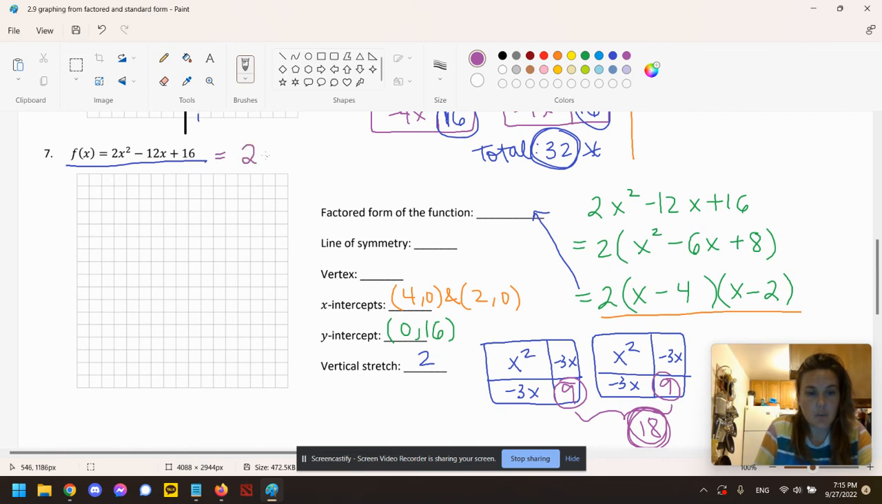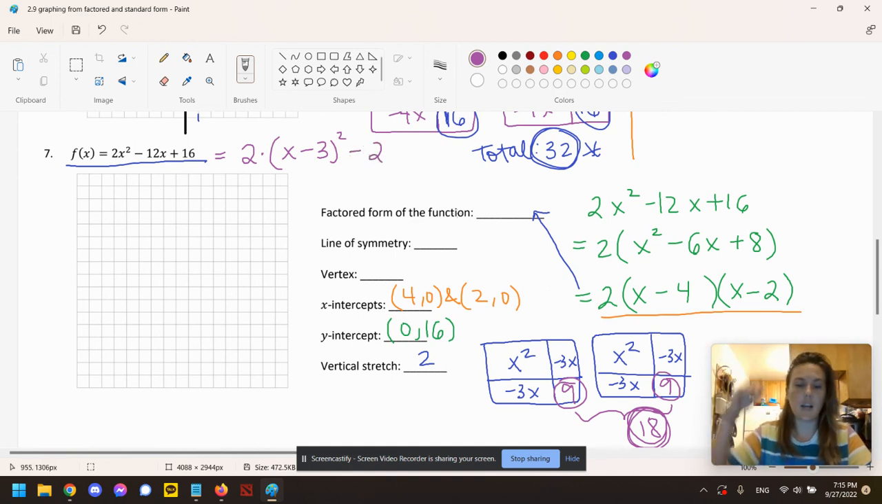So I think that the vertex form is 2 blocks of size x minus 3 times x minus 3, and we were 2 over, so we need to bring it down by 2. Meaning my vertex is positive 3, negative 2, and my line of symmetry is x equals 3.